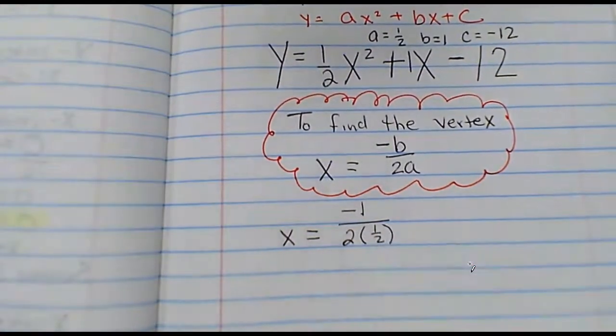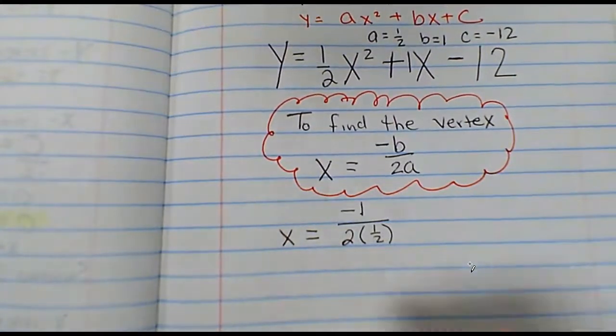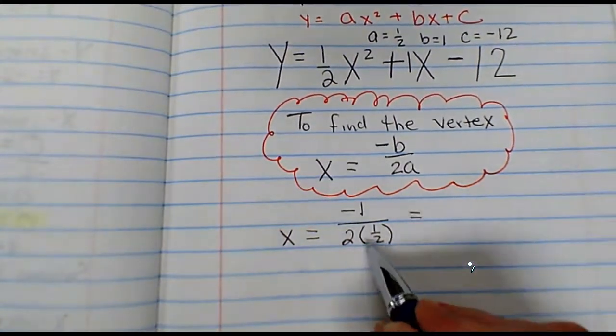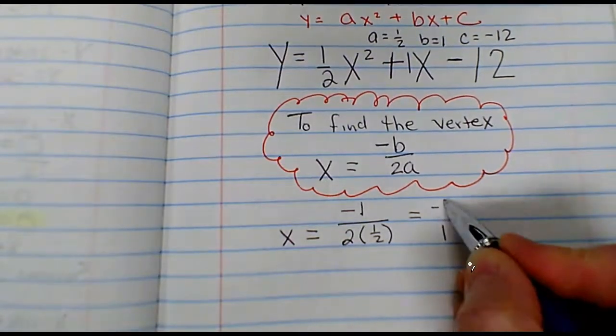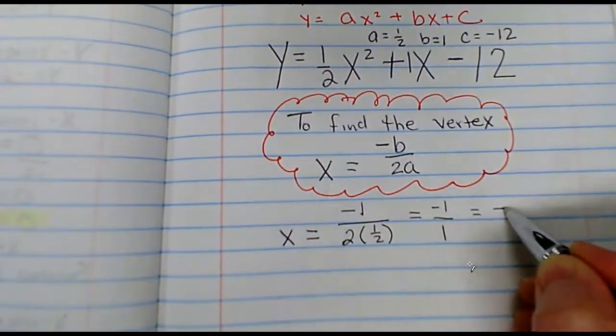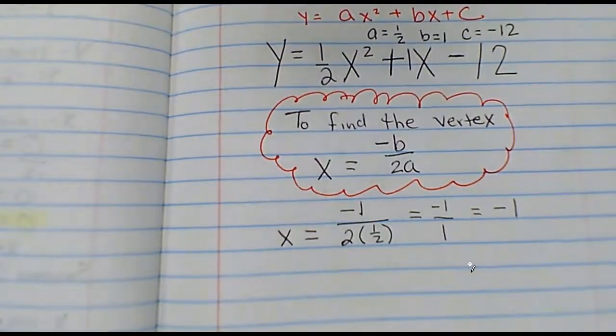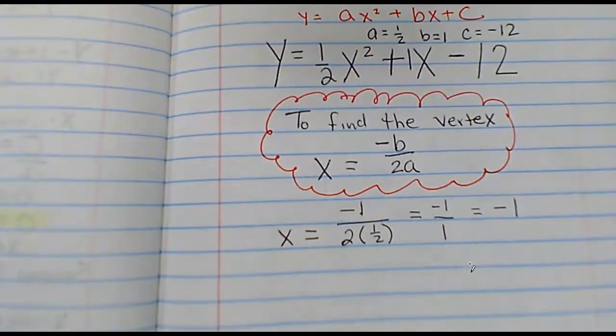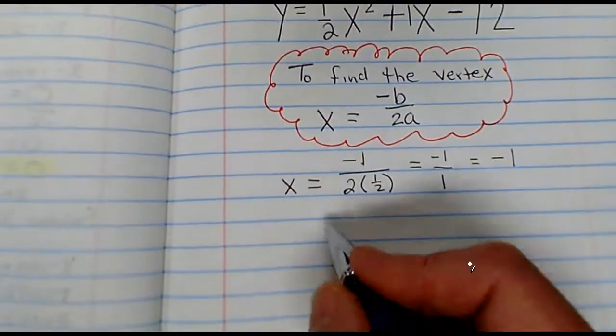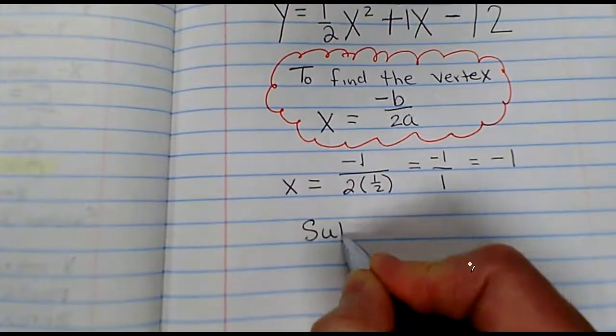A is a fraction, but this isn't going to be too hard because what's half of 2? And so this is negative 1 divided by 1, so this is negative 1. But that's not a vertex. A vertex is a point, and that's just one number. Well, it's the first half of the vertex. And now I need to find the other half of the vertex.